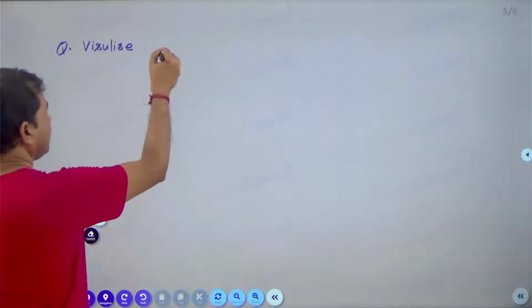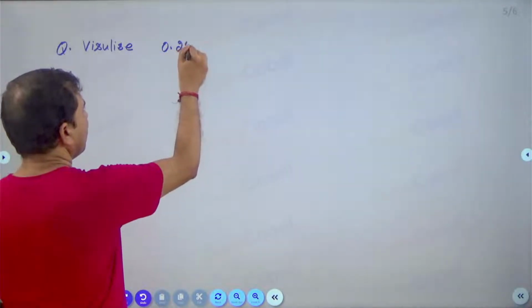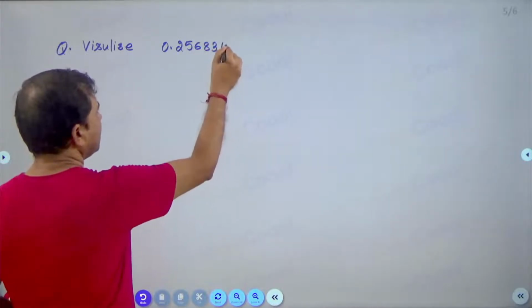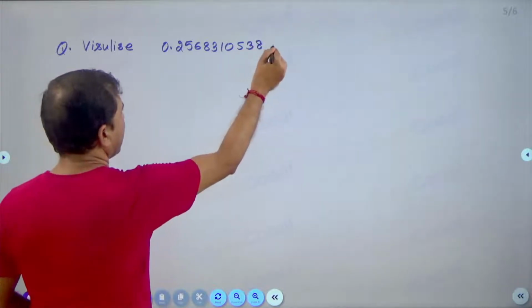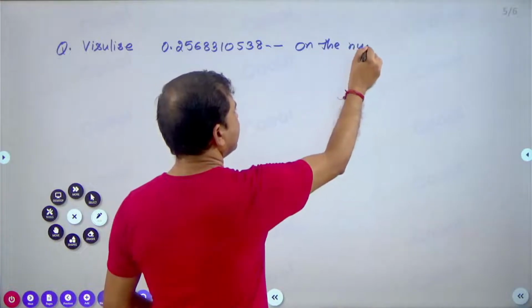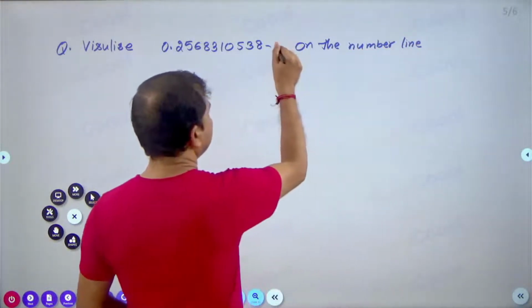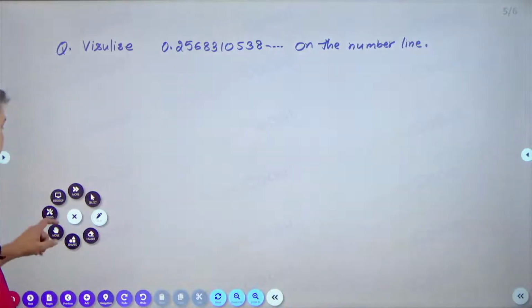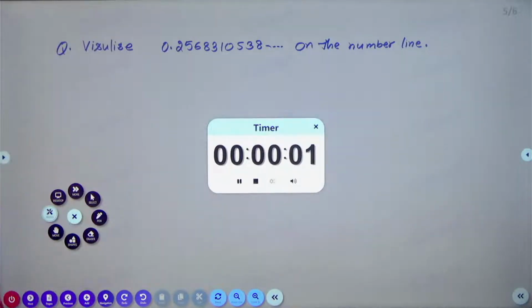Visualize 0.25683105338 and so on on the number line. Try this and submit within 3 minutes. Submit your work in 3 minutes.